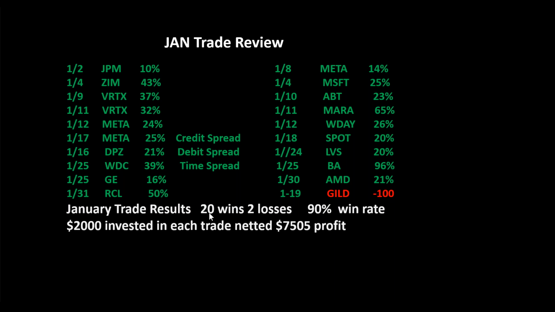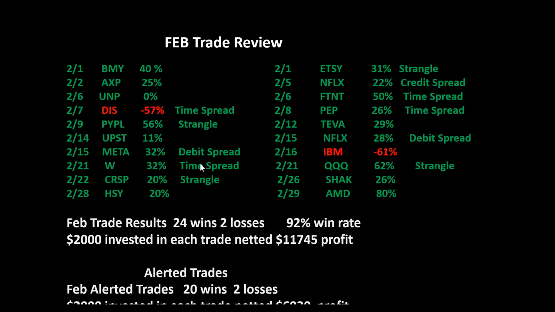January, this is of 2024, with 20 wins, 2 losses, a 90% win rate, netted 75.05 in the room. In February, I switched over to room and alerts. February was our best month last year. We had, you can see, 40%, 25%, 57% loss on this time spread. But this is fairly typical of what you see. This was a really good month because last February was a strong market month. It was a nice trend. 24 wins and 2 losses, 92% win rate, 11,745.